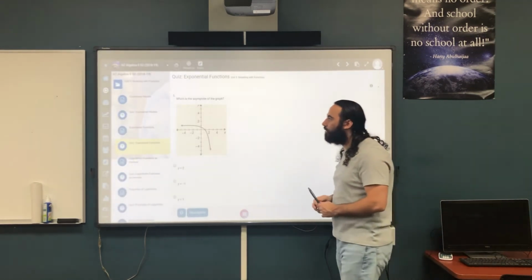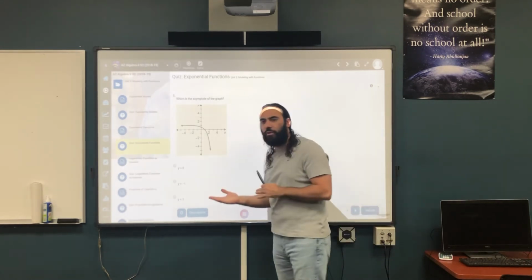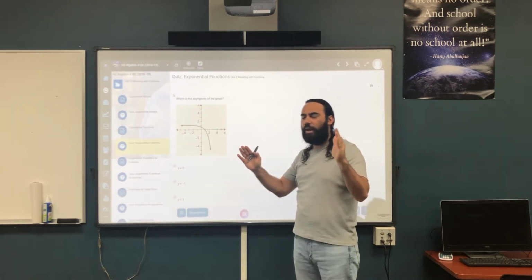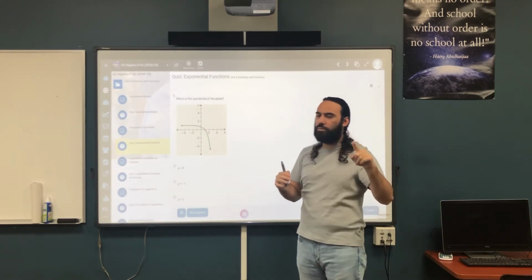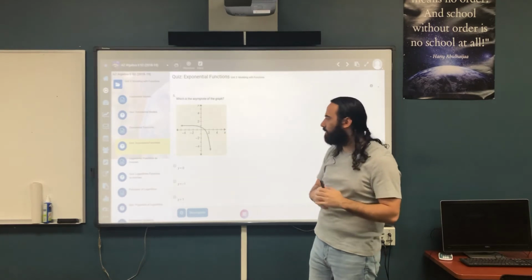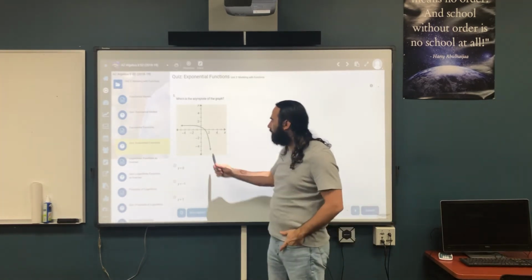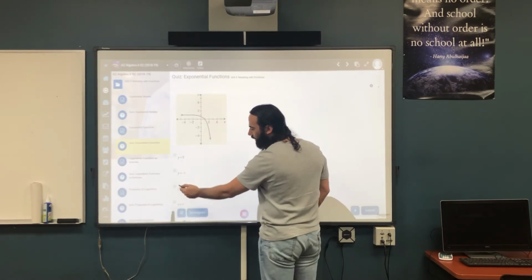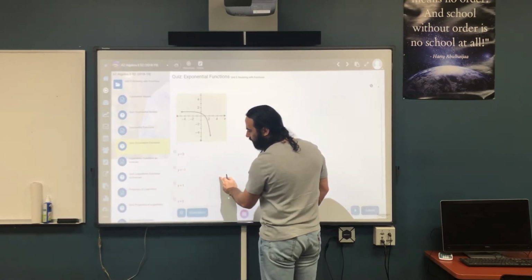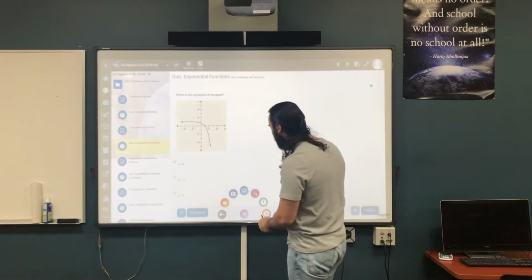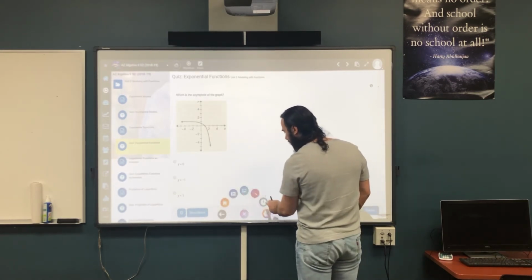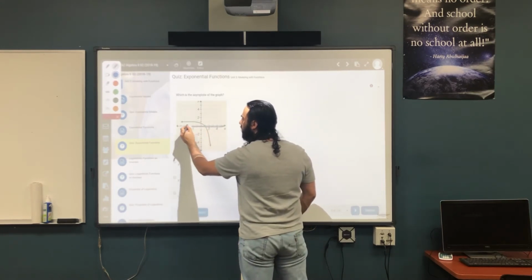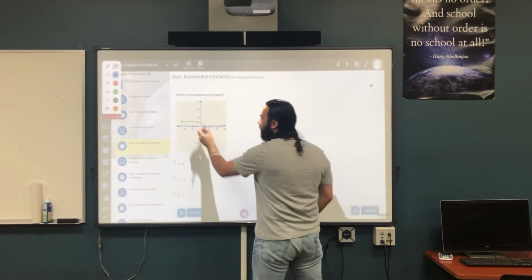Which is the asymptote of the graph? Now, the asymptote is a line, okay? A line where the graph keeps on getting close to, but it never intersects. So in this case, we have the options y equals 0, y equals negative 1, y equals 1, and y equals 2. So if you want to graph them, like we have y equals 0, this is y equals 0.